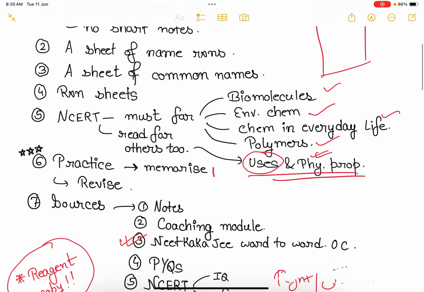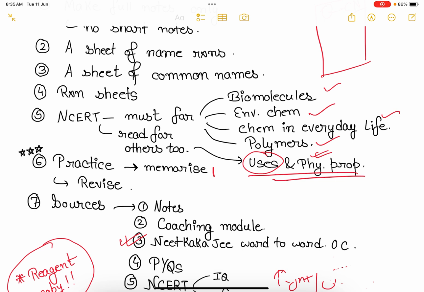And for the other chapters, hydrocarbons, amines, haloalkanes, haloarenes, go for the notes first and then read the entire chemistry. I'm not saying do not read NCERT. It is a must. You might get a point that is not available in your notes. That can happen. Absolutely it can happen. So I'm not saying that you don't read the NCERT for those chapters.